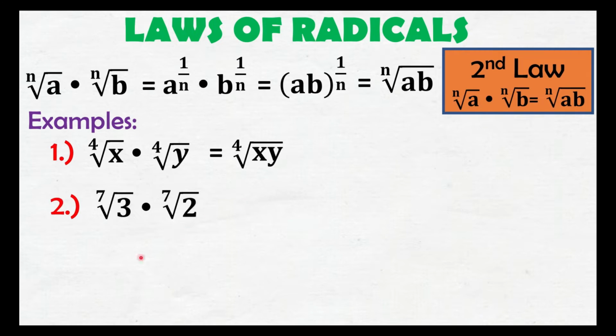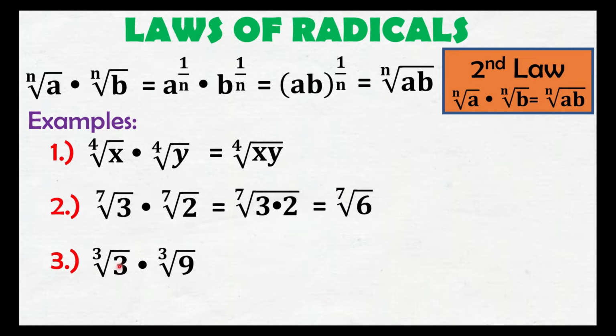Okay, example number 2. The seventh root of 3 times seventh root of 2. The index is the same, so we can combine 3 and 2 inside the radical. So, we have the 7th root of 3 times 2, and we can simplify that. 3 times 2 is 6. So, our final answer is the 7th root of 6.